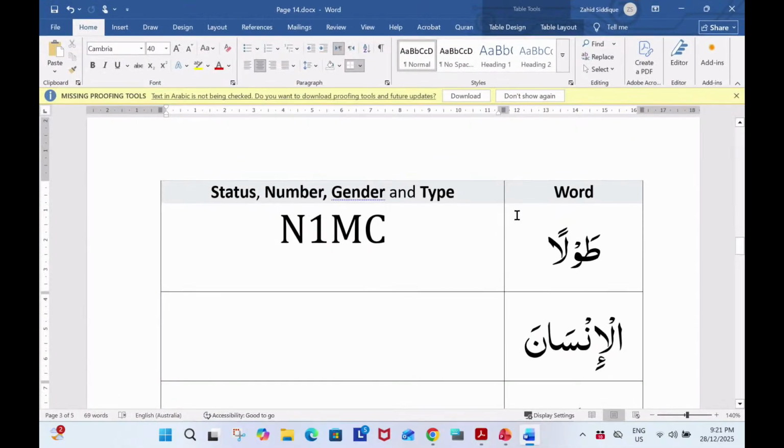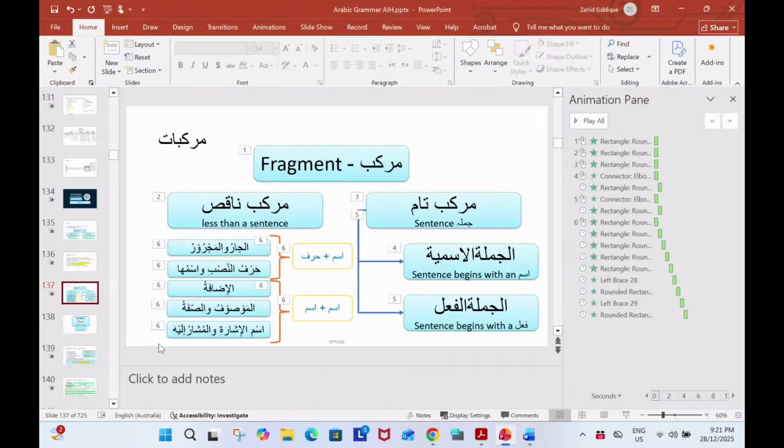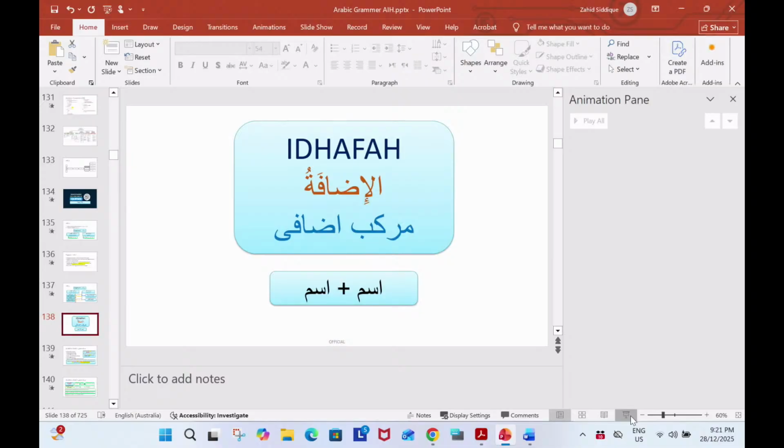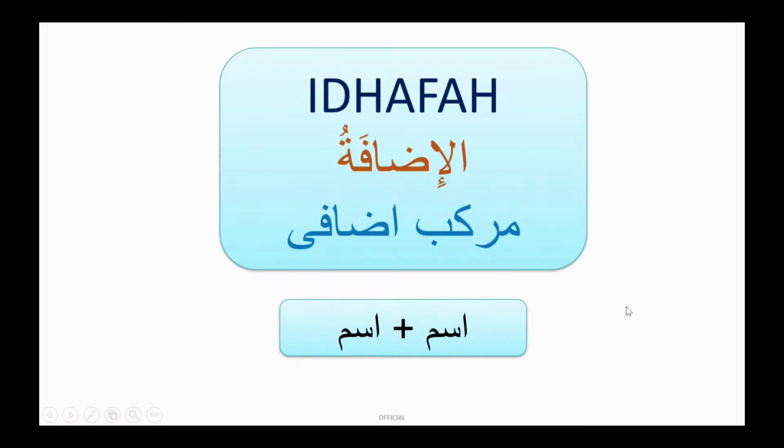Okay. So now, if we don't have any questions, let's quickly start the first topic of the fragment. So the first fragment is called Idafa, or it is also called Murakkab Idafi. So this one is now the study between two ism. So we are now talking about one ism having connectivity with the second ism. And let's see how this logic works. And now you would understand why we were studying four properties, inshallah.